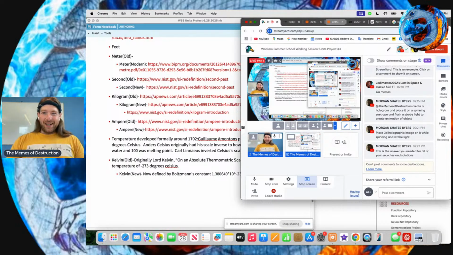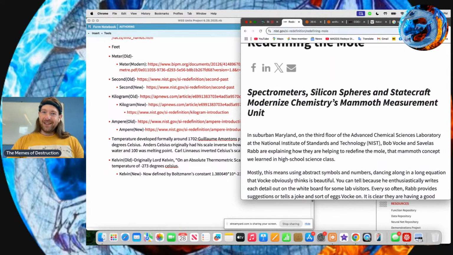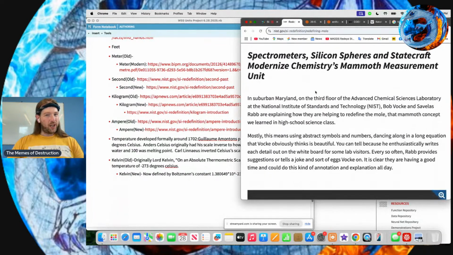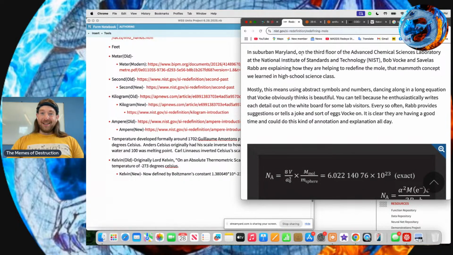So, all right, let's get back to it. Where are we? Redefining the mole. Okay, in suburban Maryland, on the third floor of the Advanced Chemical and Sciences Laboratory at NIST, Bob Vluck and Savalis Rab are explaining how they helped redefine the mole. That mammoth concept we learned in high school science. What is that? That's a 10 to the 23 number. Okay, so let's try to analyze this and see if we can give the mole some grounding, because I'm actually curious about this.